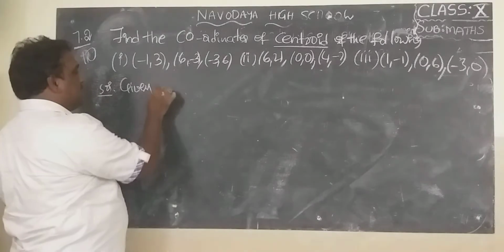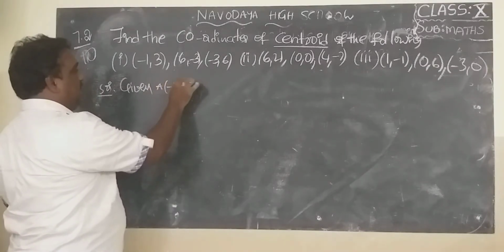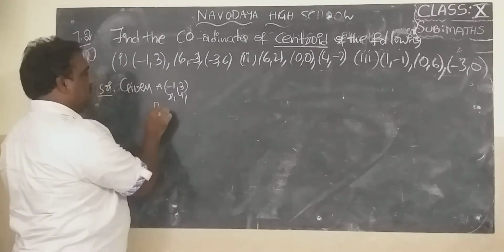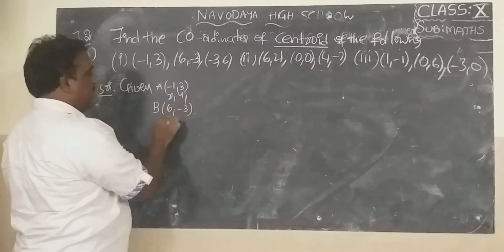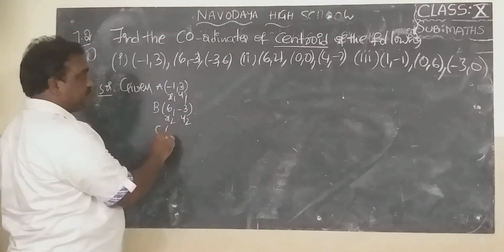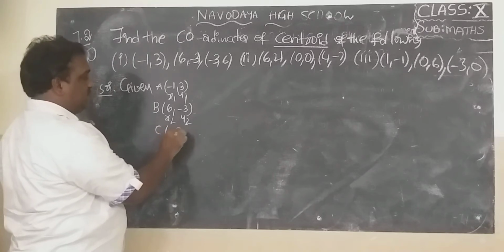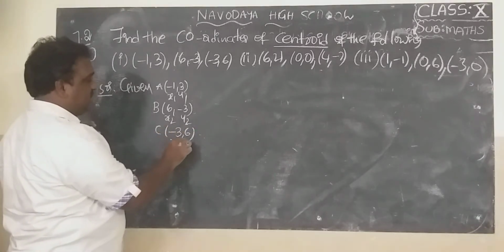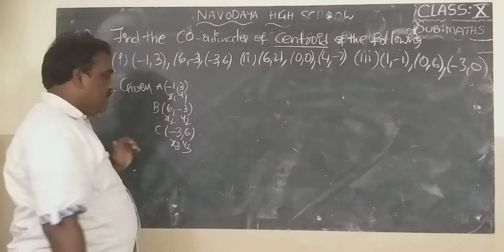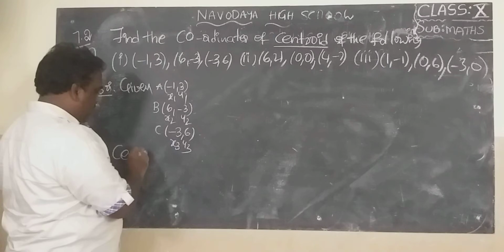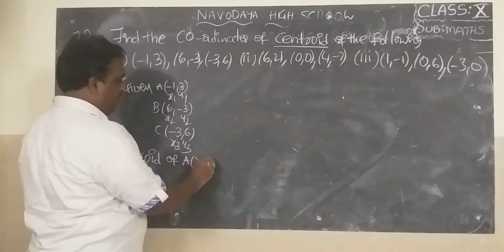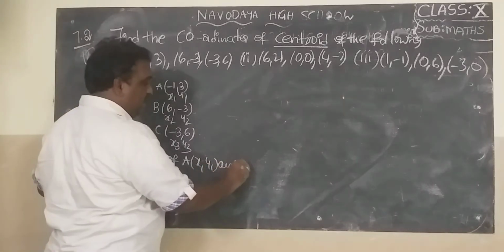Take the first point as A, minus 1 comma 3, let it be x1 y1. Second point as B, 6 comma minus 3, x2 y2. Third point as C, minus 3 comma 6, x3 y3. So 3 vertices are given. We need to find the centroid of A x1 y1, B x2 y2 and C x3 y3.